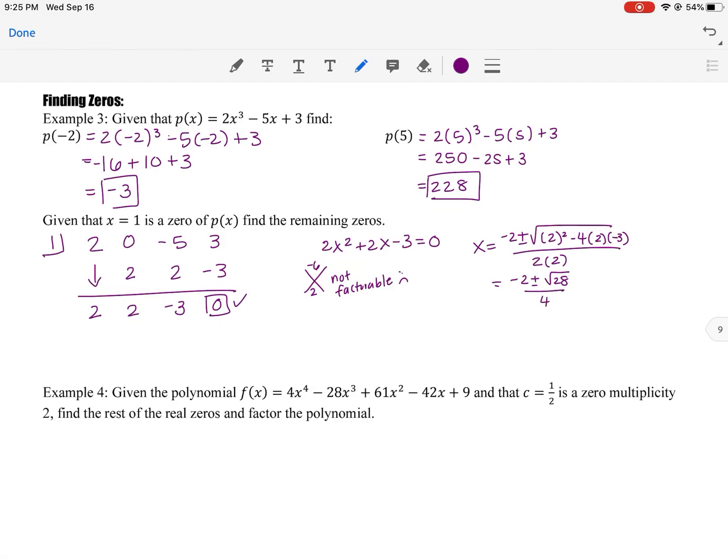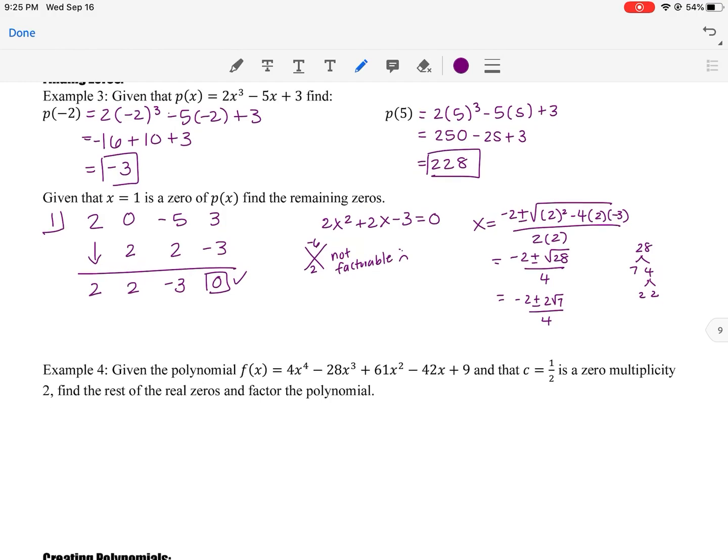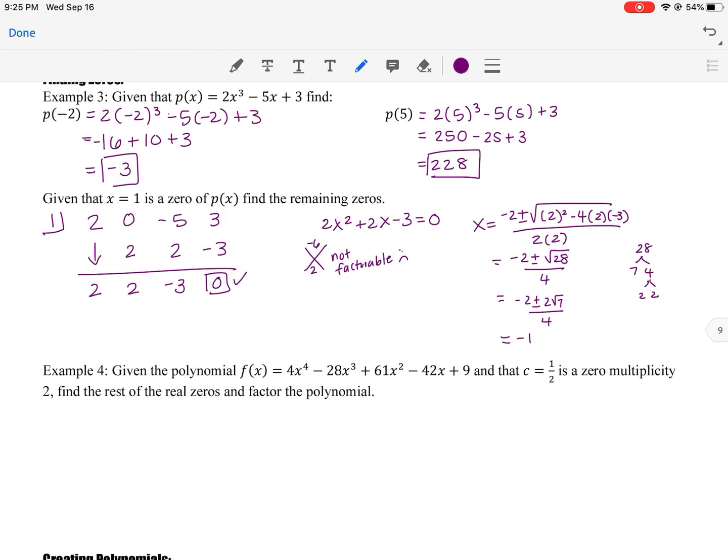Well, you can leave the answer like that. Since we are in college algebra, it's good to refine your skills. So how do you simplify the square root of 28? We got 7 and 4, and 4 breaks down to 2 and 2. So you could rewrite this as negative 2 plus or minus 2 square roots of 7 over 4. And then that does simplify, since 2 over 4 is the same as a half. So it'd be negative 1 plus or minus the square root of 7 over 4.